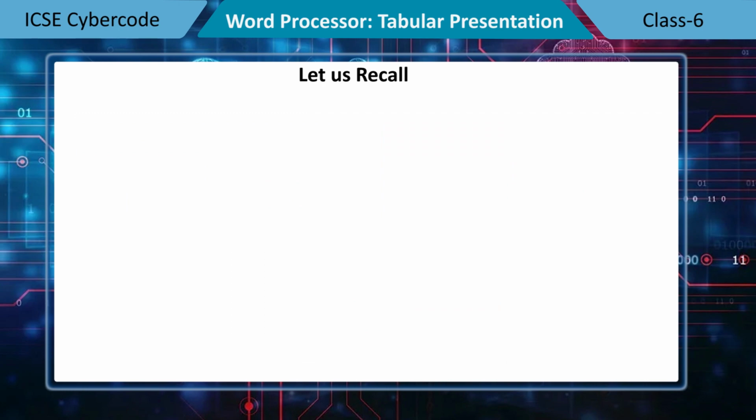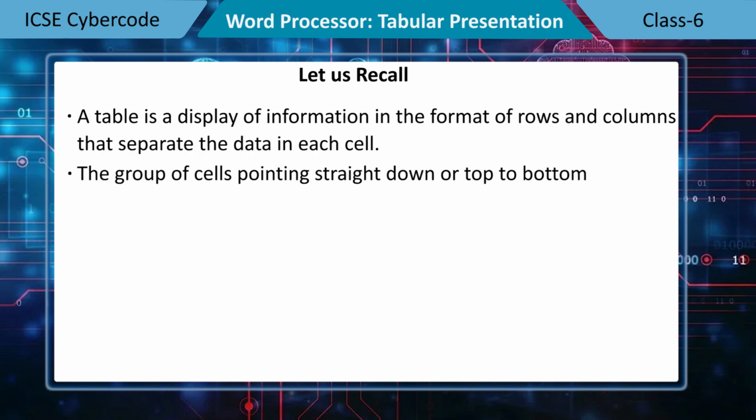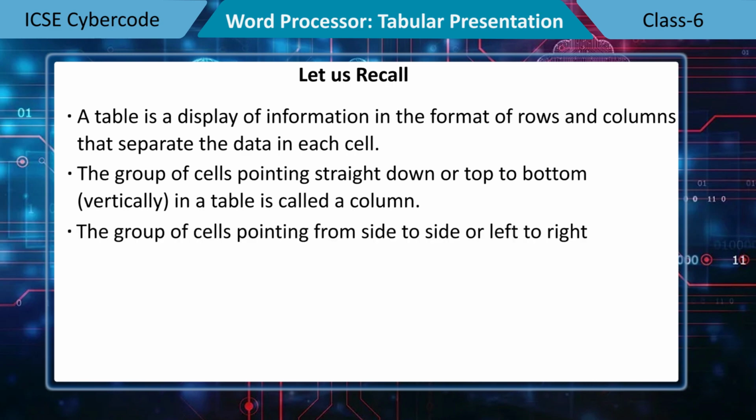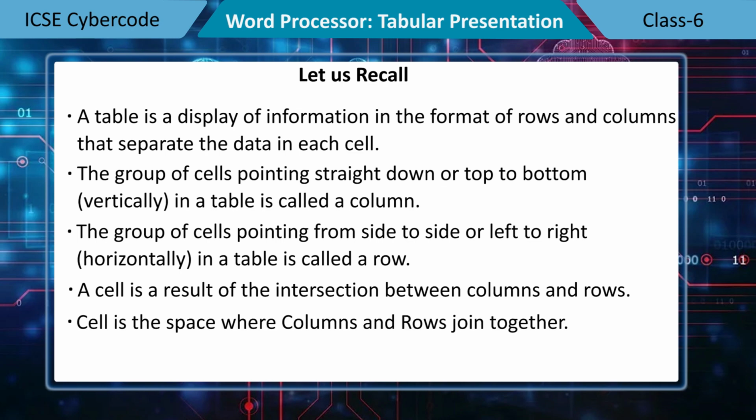Let us recall. A table is a display of information in the format of rows and columns that separate the data in each cell. The group of cells pointing straight down or top to bottom, vertically, in a table is called a column. The group of cells pointing from side to side or left to right, horizontally, in a table is called a row. A cell is a result of the intersection between columns and rows. Cell is the space where columns and rows join together.